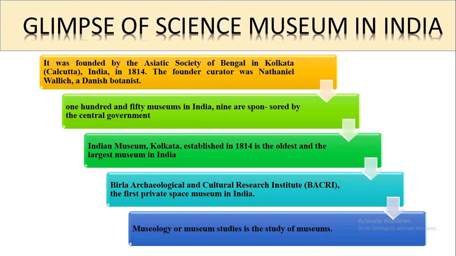Here are a few glimpses of Science Museums located in India. It was founded by the Asiatic Society of Bengal in Kolkata in the year 1814. The founder curator was Nathaniel Wallich, a Danish botanist. There are 150 museums located in India. Among them, 9 are sponsored by the central government.